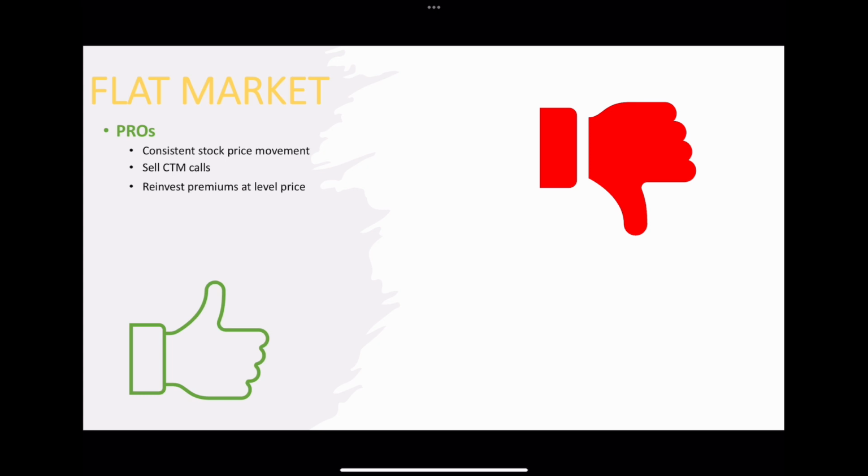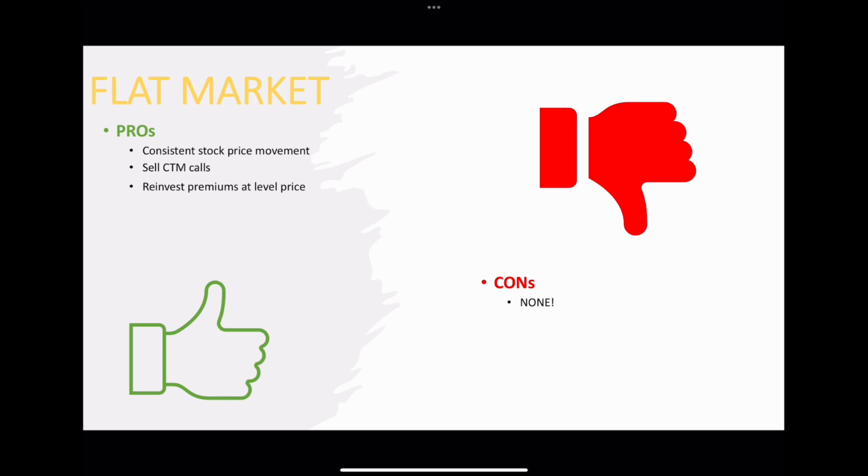Now, the cons are none. Like I said, the flat market is the best condition for selling covered calls in. You can say that you don't get any increase in your equity or your share price, but the whole purpose of covered call selling to me or for this channel is to create passive income. So the more consistent, the better I feel about selling covered calls.